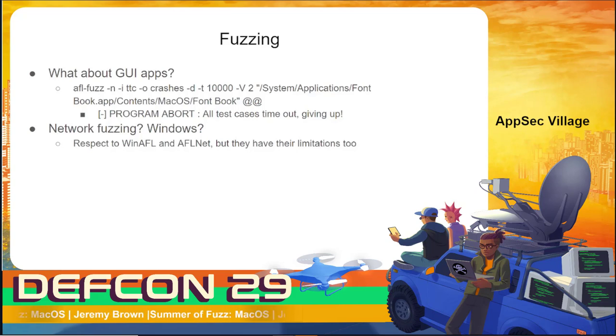It doesn't work so well. Just fundamentally the way it's designed, it just doesn't optimize for doing things like that. It's looking for the program to exit, for example, and a lot of GUI apps you need to exit manually if you're going to open them. What about network fuzzing? Windows. WinAFL and AFLNet, a lot of respect goes to them. Very interesting projects, but they have some limitations too, and there's quite a bit of setup that goes along with them.